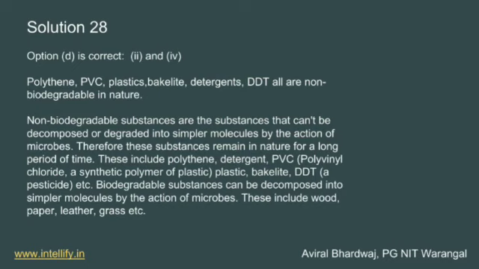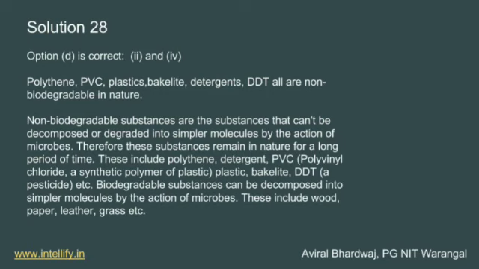Non-biodegradable substances cannot decompose and break down into simpler molecules by the action of microbes. Therefore, these molecules remain in nature for a long period of time. Examples are polythene, detergent, PVC (polyvinyl chloride, a synthetic polymer), plastics, bakelite, and DDT, which is a pesticide. Biodegradable substances are broken into simpler molecules by the action of microbes. They can decompose, like paper and wood, which can easily burn.